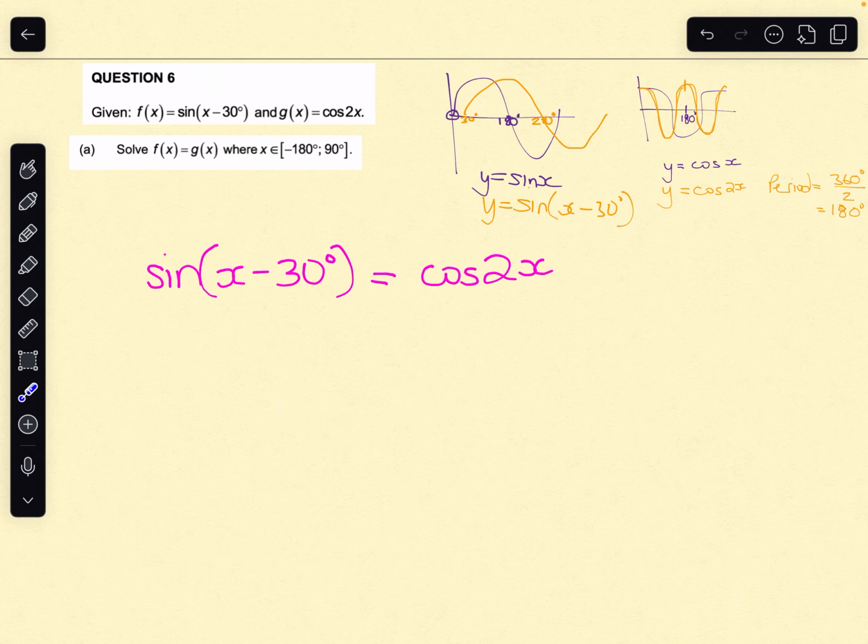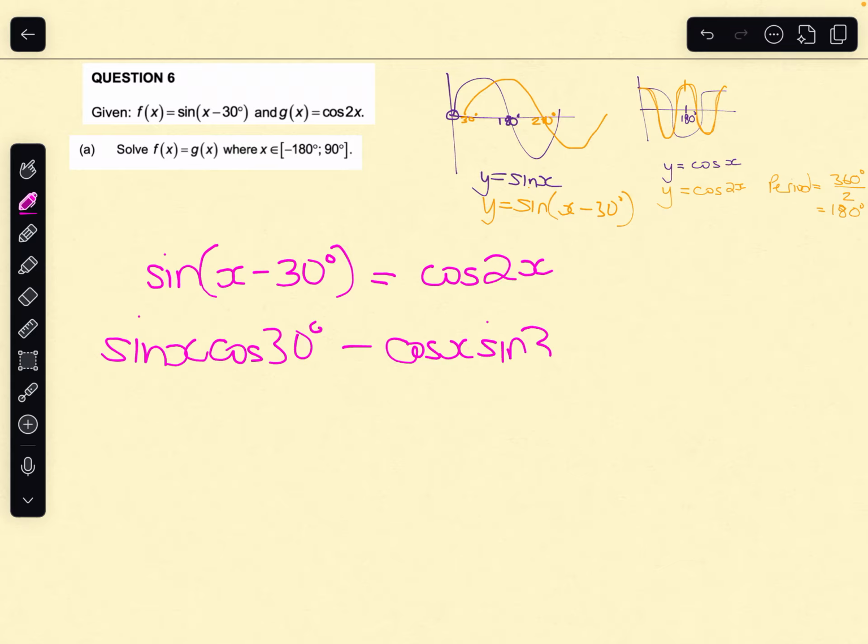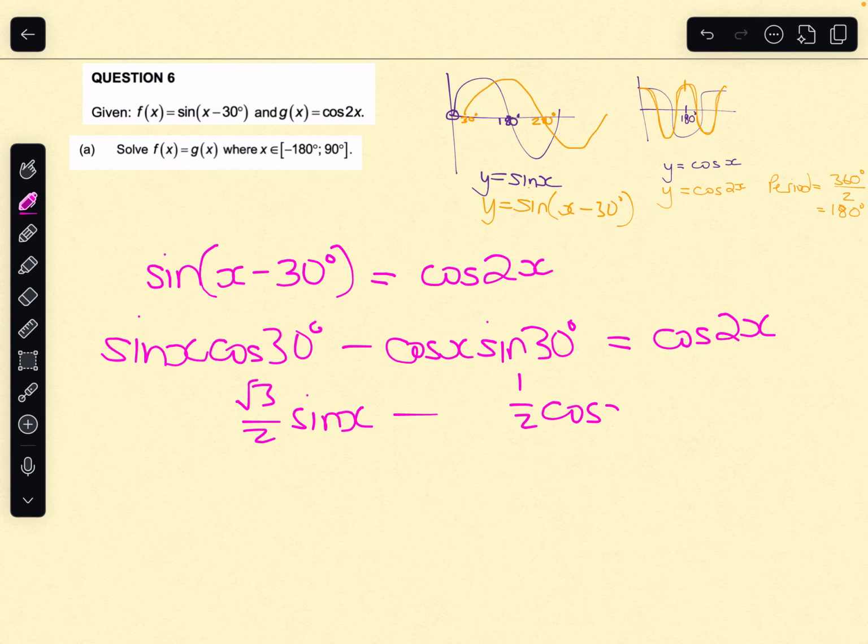There is the option of seeing where it might take us to say sine x cos 30 minus cos x sine 30 is equal to cos 2x. There is that option. This would just be a number, so this would be root 3 over 2, and this would be a half. So that would be root 3 over 2 sine x minus half cos x.